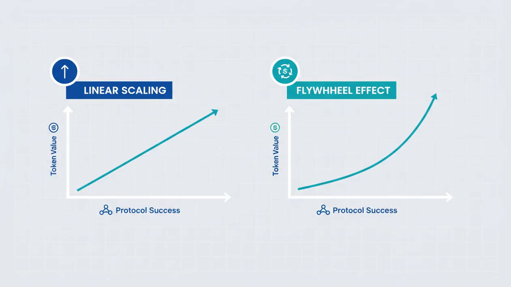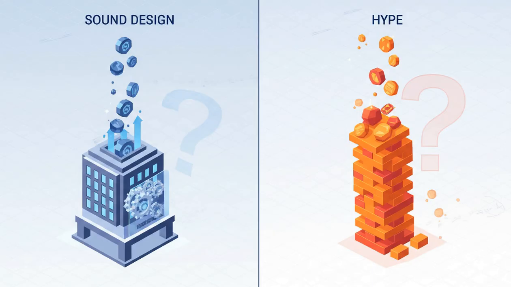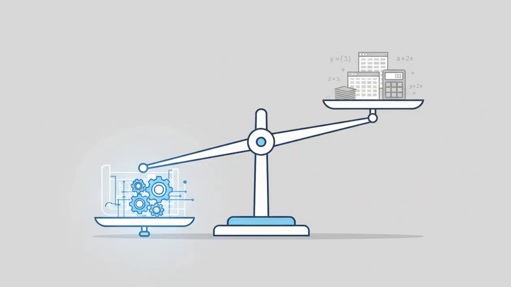Another thing I look for is the scaling relationship. How does your token's value actually scale with the protocol's success? Is it a one-to-one linear relationship? Or did you design a flywheel where success creates exponential value accrual? And finally, what I do is try to identify the primary token sink. Is there a powerful, non-speculative reason for your token to be taken out of circulation? If you can't answer these questions clearly, you might find you're leaning more on hype than on sound economic design.